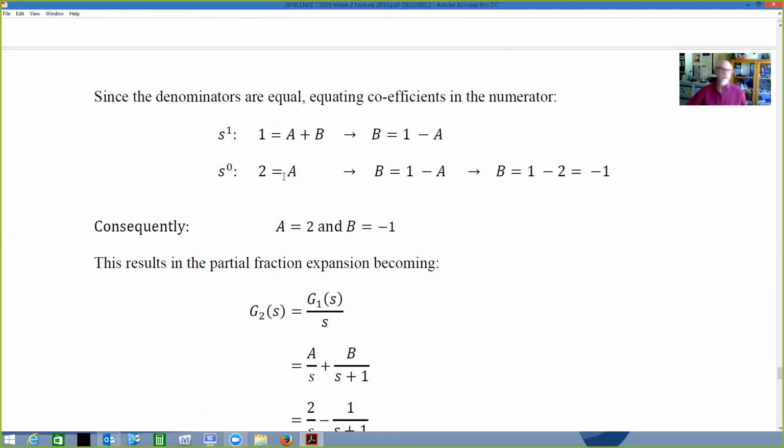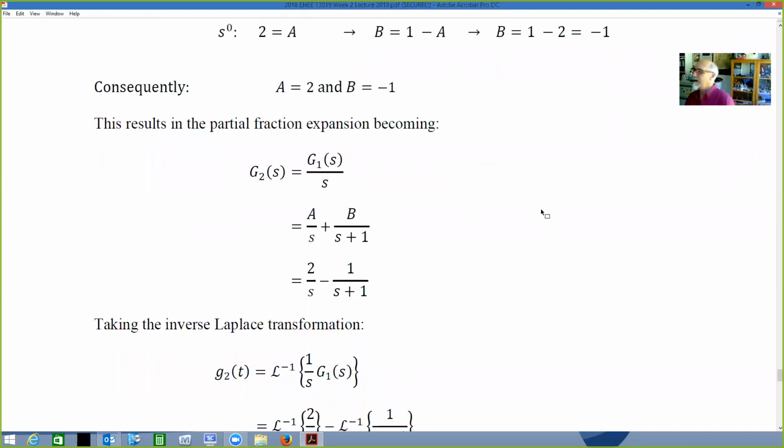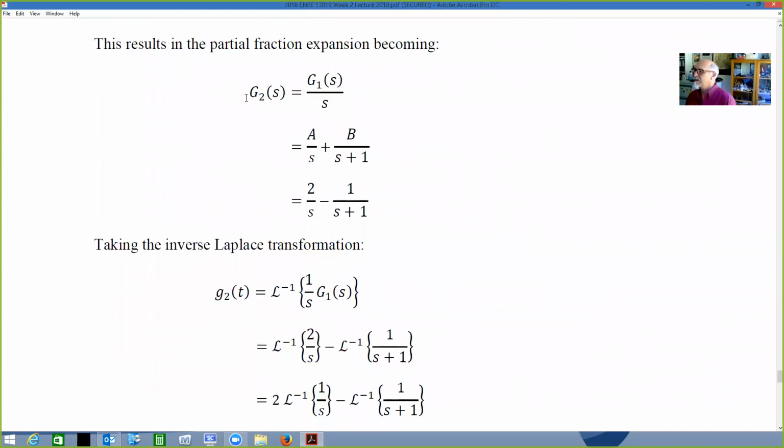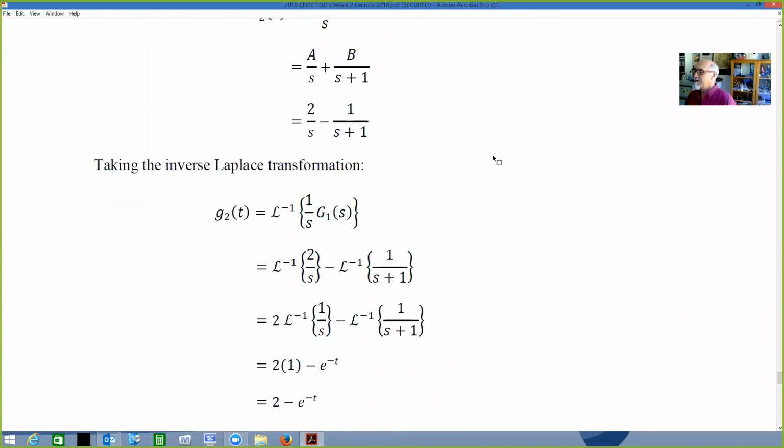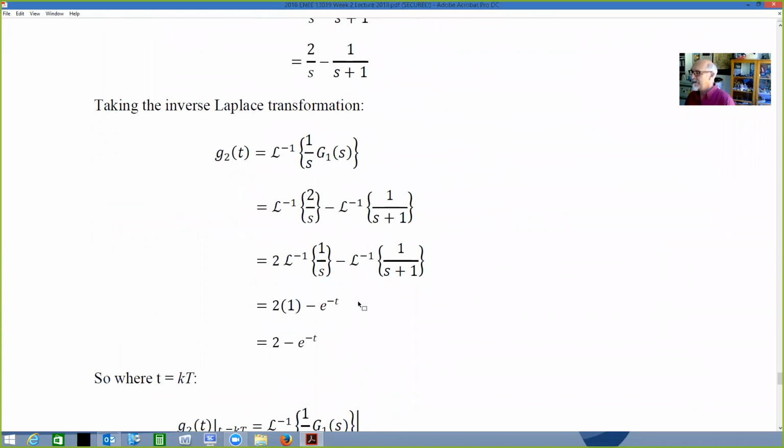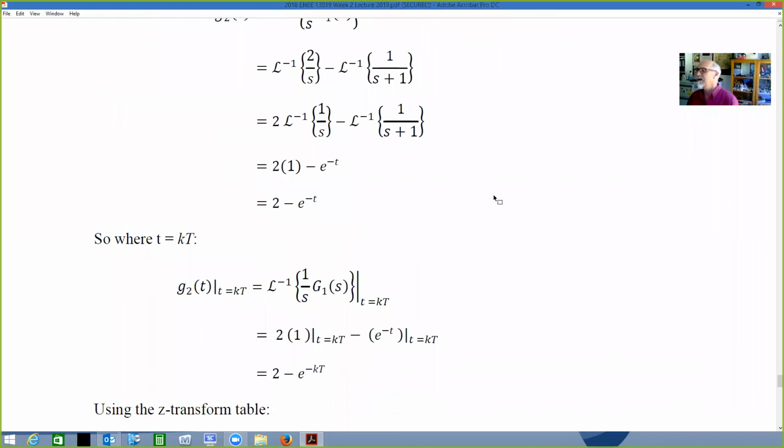Our S^0 gives, straight away, A equals 2, so we can plug those numbers in and find that A equals 2 and B equals -1. So we go back and put that in the partial fraction. Our partial fraction is basically 2 over S minus 1 over S plus 1. So we take the Laplace transform, which we've done. Yes, we can take out a common factor of 2 there, look up our tables, and get this expression.